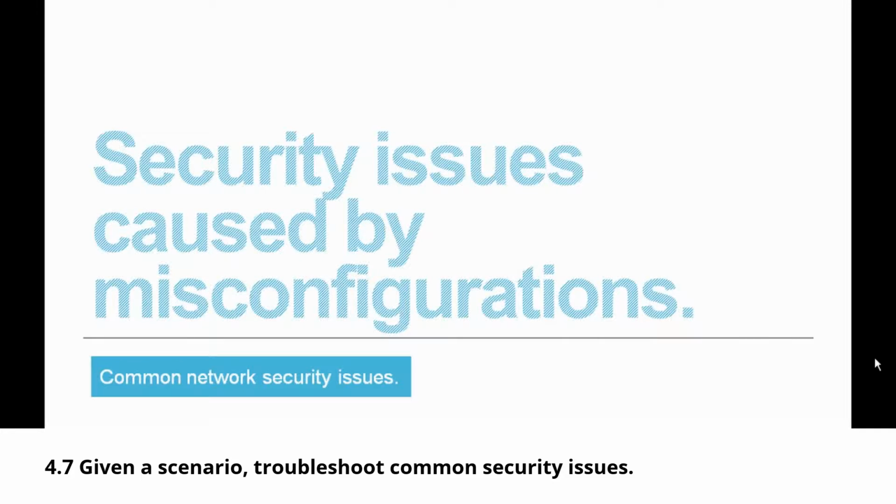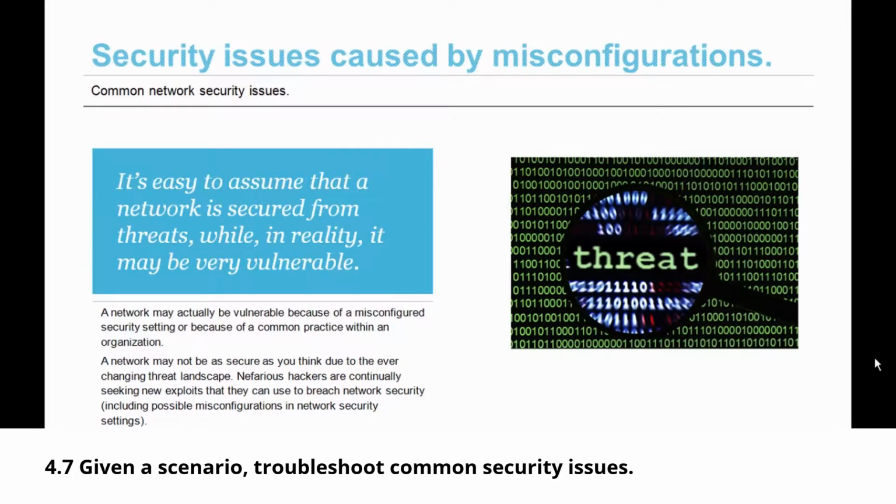I'm going to begin by talking about security issues caused by misconfigurations. It's easy to assume that a network is secured from threats, while in reality it may be very vulnerable. A network may actually be vulnerable because of a misconfigured security setting or because of a common practice within an organization. A network may not be as secure as you think due to the ever-changing threat landscape.